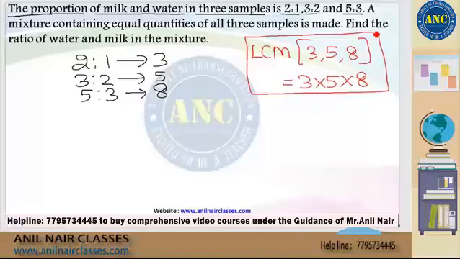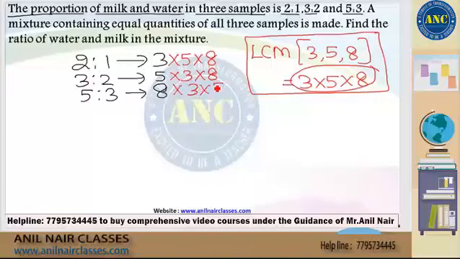HCF of 3, 5 and 8 is 1. LCM of co-prime numbers is the product of the numbers. That means 3 should become 3 into 5 into 8, multiply by 5 into 8. 5 should become 5 into 3 into 8, multiply by 3 into 8. 8 should become 3 into 5 into 8, multiply by 3 into 5. I believe you are understanding. That means 5 into 8, I am multiplying 40 for the first value.